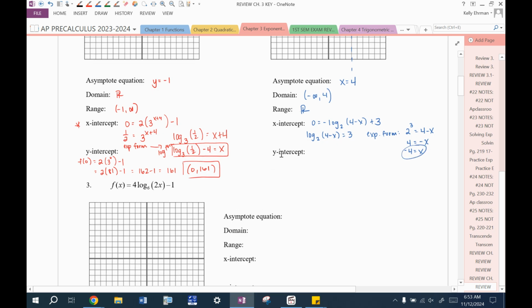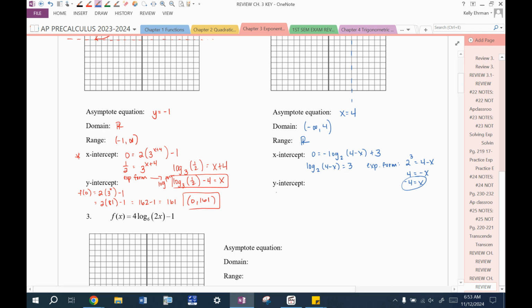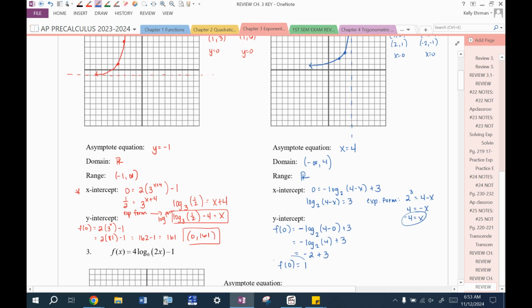For the y-intercept, that's plugging in 0 into the log equation. So f of 0 would equal negative log base 2 of 4 minus 0 plus 3. So what's the log base 2 of 4? That's 2, right? And there's a negative sign out in front. So f of 0 is 1. So actually, I could plot those 2 points if I wanted to have even more here. That's kind of nice. And negative 4, if I want to be even more accurate, that's really what that graph looks like.